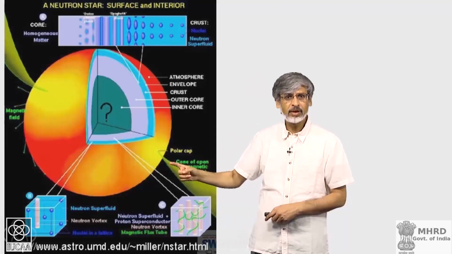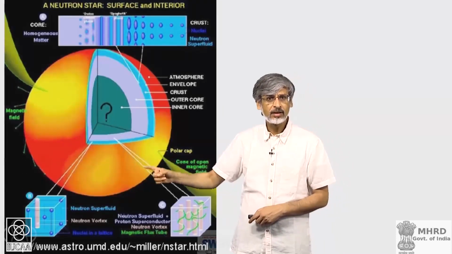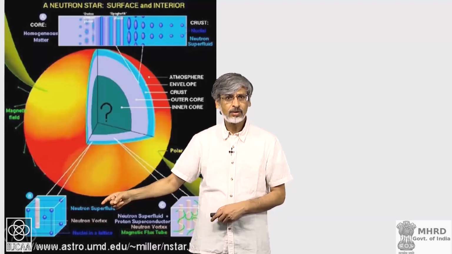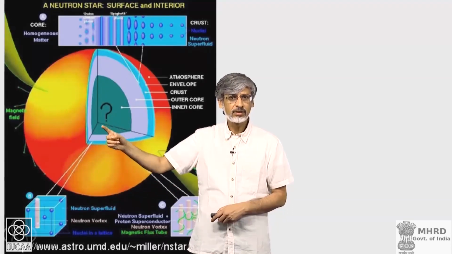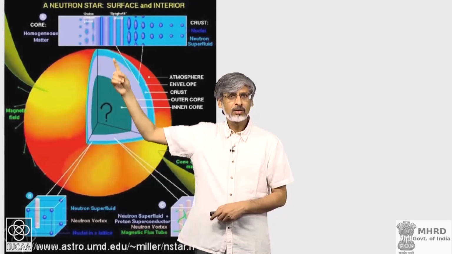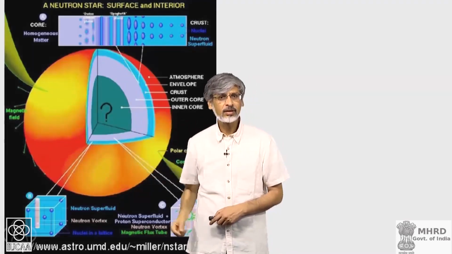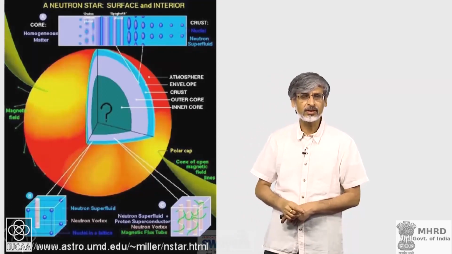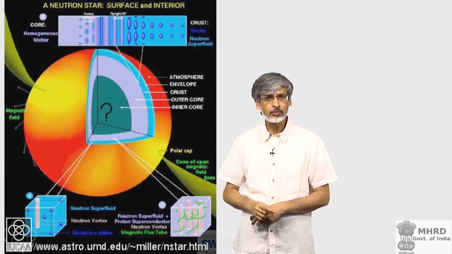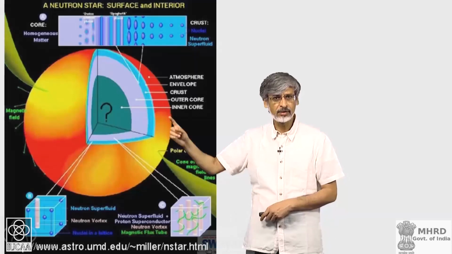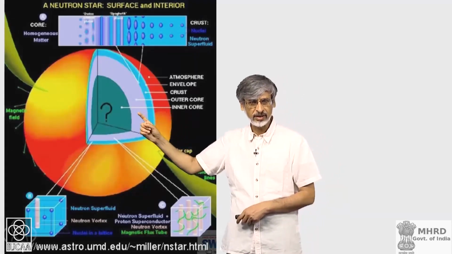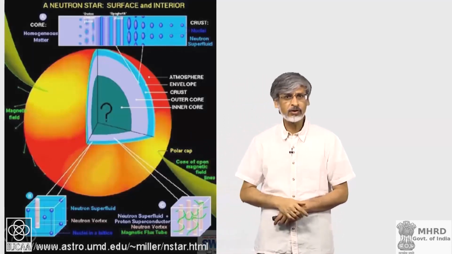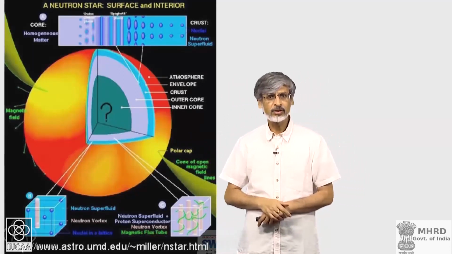What is also mentioned here is that the neutrons form a superfluid in this region, wherever the free neutrons are present, both in the core and in the inner crust. Free neutrons are present, and you have a neutron superfluid which is present there, and in the core where also free protons are present, the protons form a superconductor.